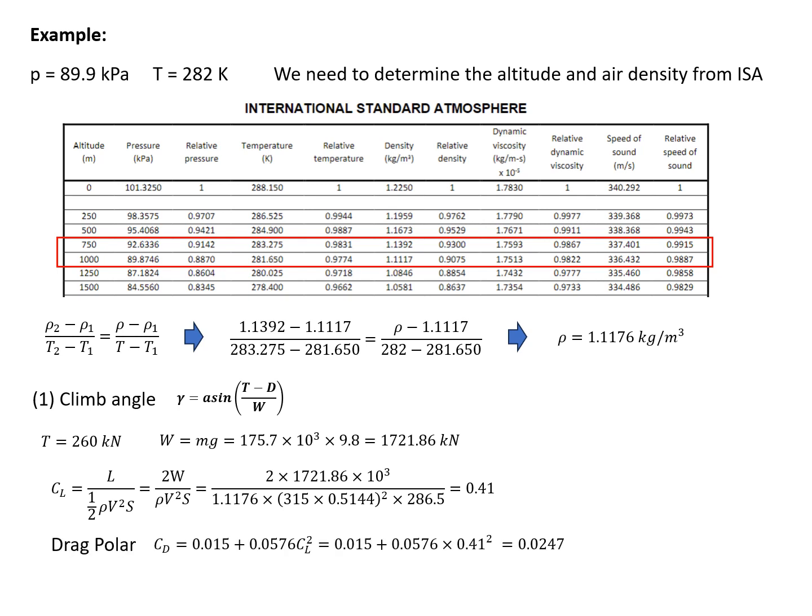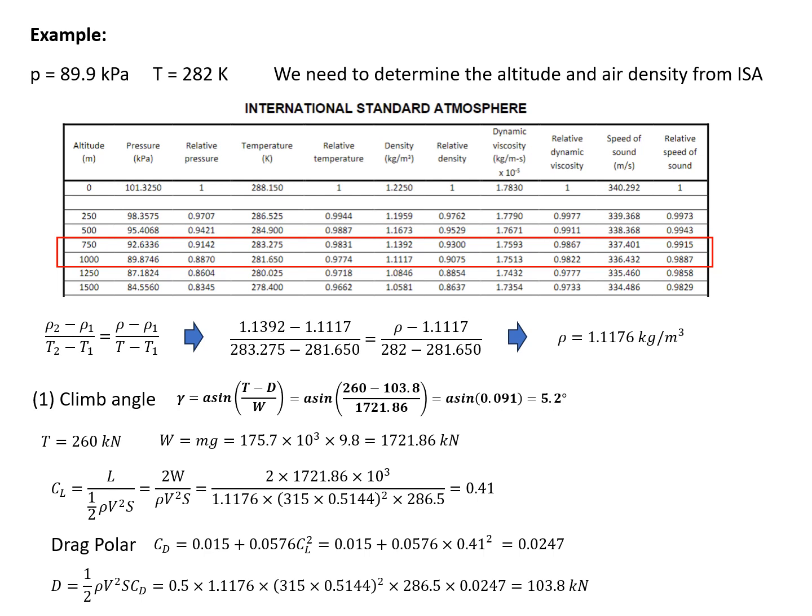Then, based on that, we have the drag polar CD equals 0.015 plus 0.0576 CL squared. Then we can get the drag coefficient CD, and then the total drag, which is about 138 kilonewton. And finally, we can calculate the climb angle, which is 5.2 degrees, and it is a small angle.